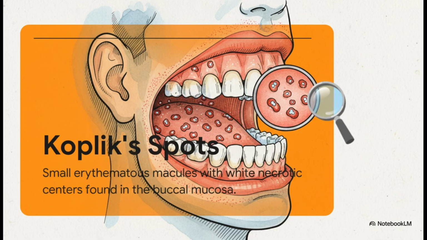They're these tiny red spots. We'd call them erythematous macules. And right in the center, there's a little white or bluish-white dot. The classic description, and it's a great one, is that they look like little grains of salt sprinkled on a red background. And where do you find them? The location is crucial, right on the buccal mucosa, usually across from the molars.